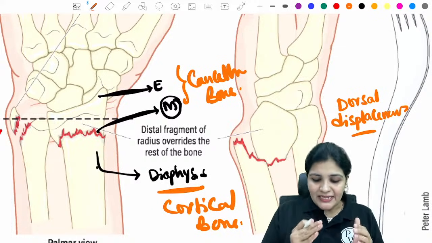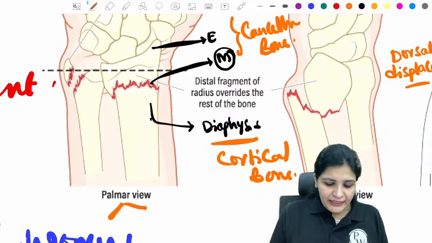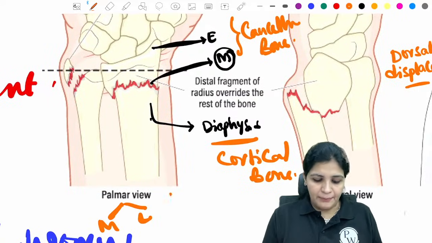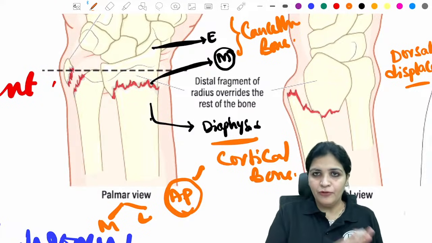Anterior and posterior is seen on the lateral X-ray. Medial and lateral is seen on the AP X-ray. So this is the anteroposterior X-ray, and this is the lateral X-ray, like AP view, lateral view.